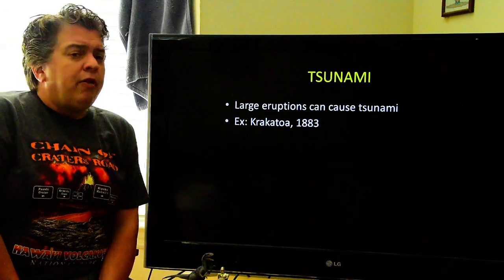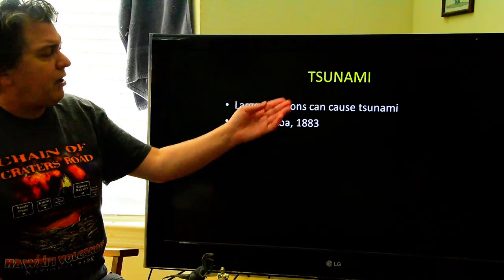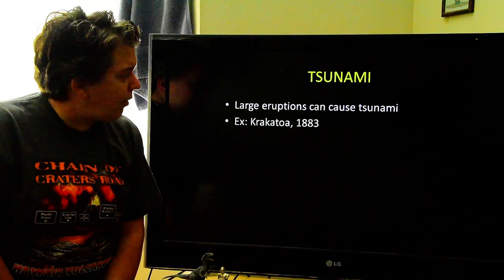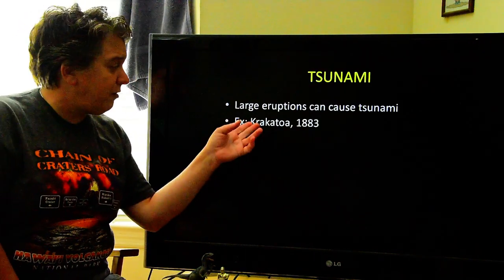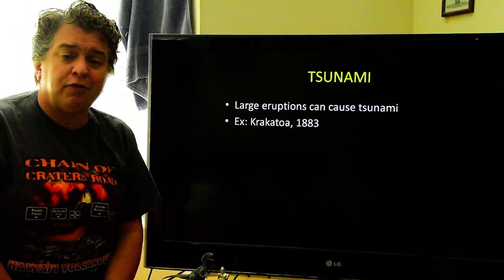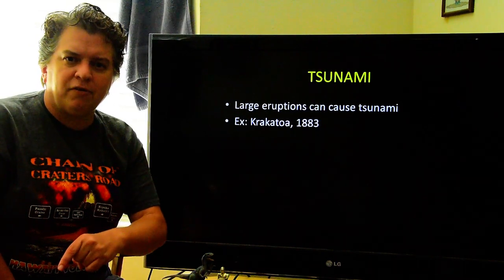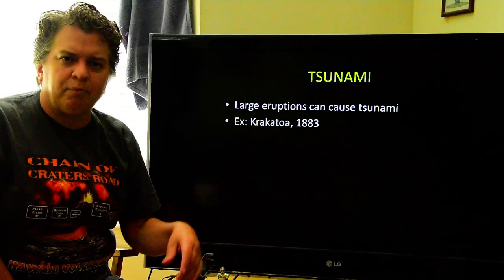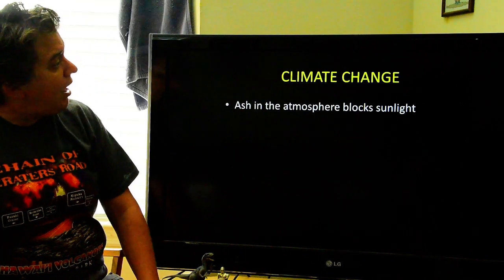All right, other hazards: tsunami. Big volcanic eruptions can cause tsunami. This did happen at Krakatoa in 1883. We have an entire lecture on tsunami in a little bit, so we'll talk more about it at that time.